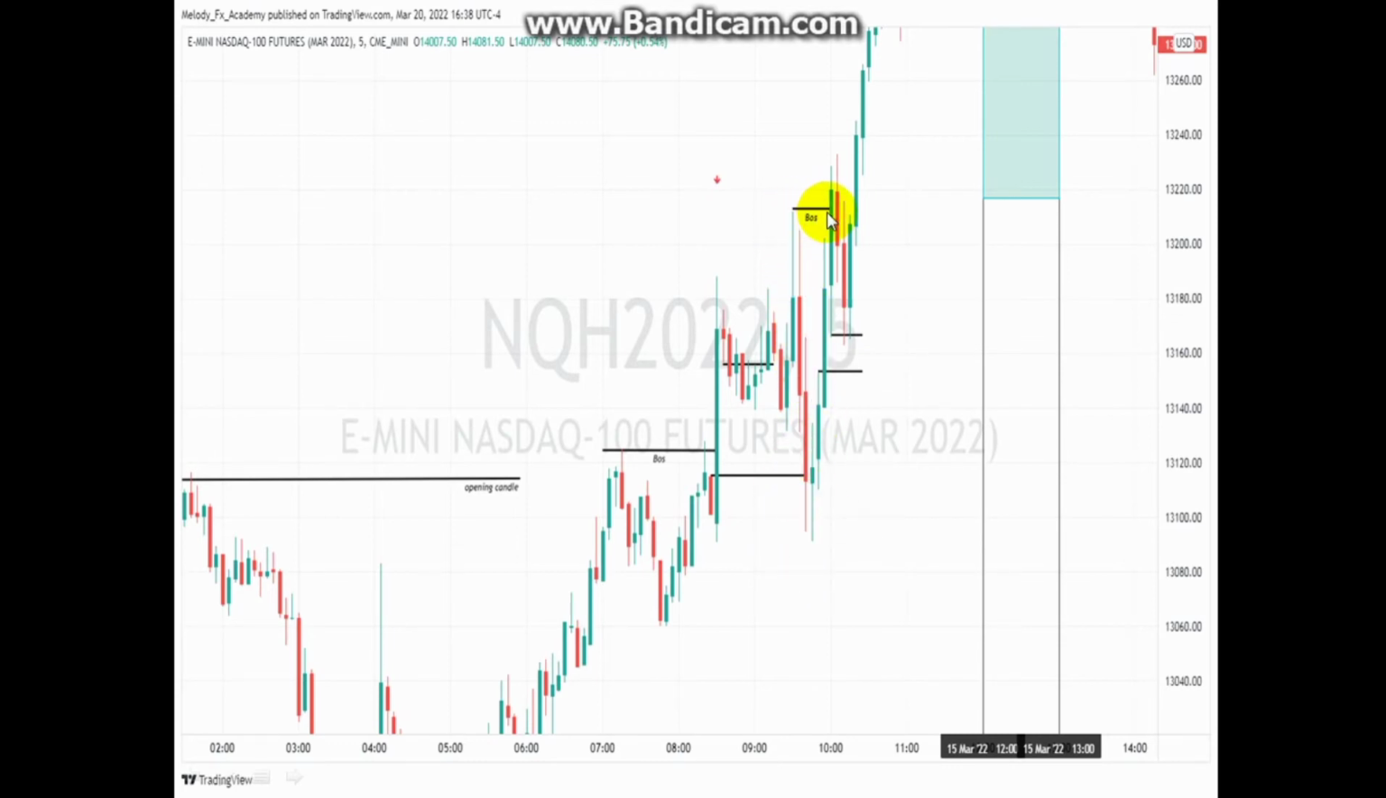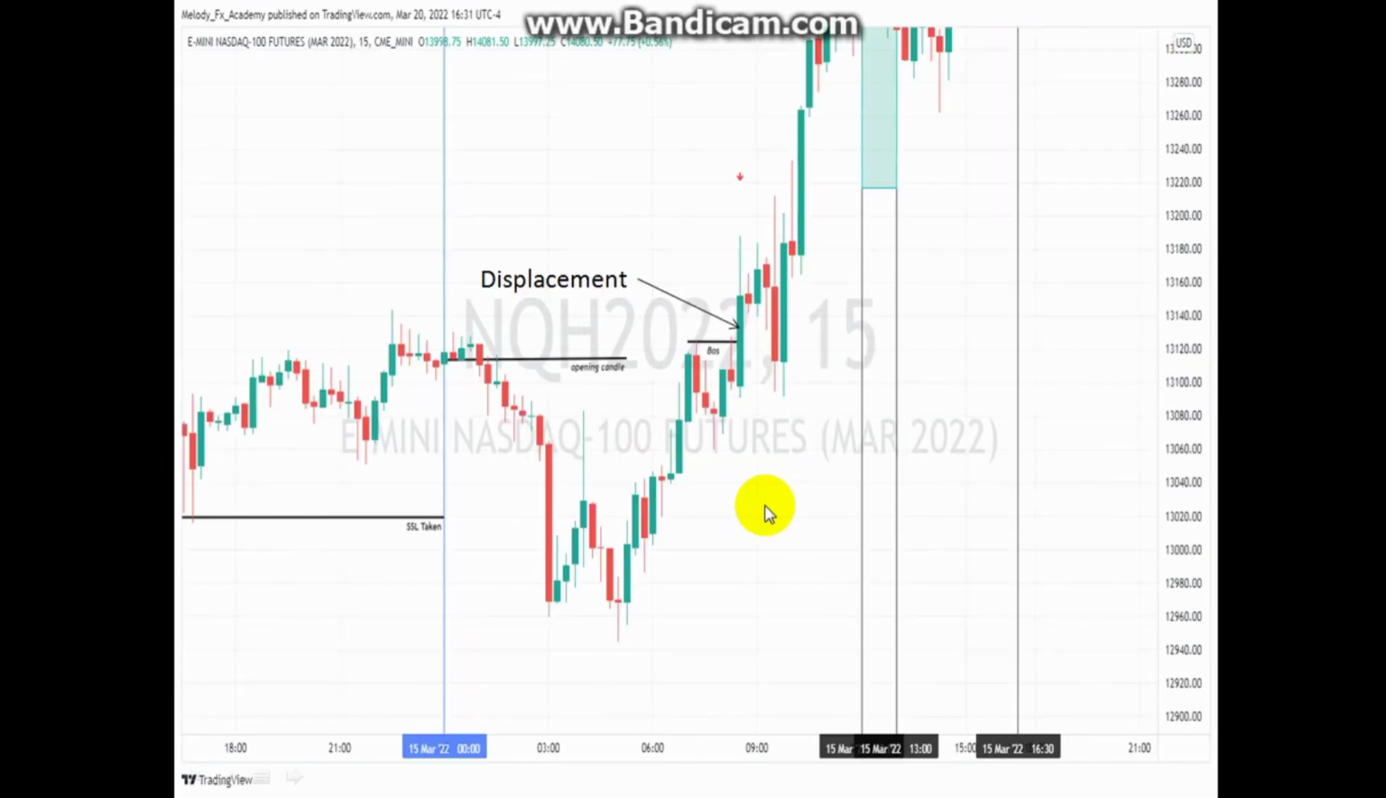This would have been your next entry. Price broke structure here, dropped down and created this fair value gap. This would have been your next possible entry. So as you can see, let's go up again.